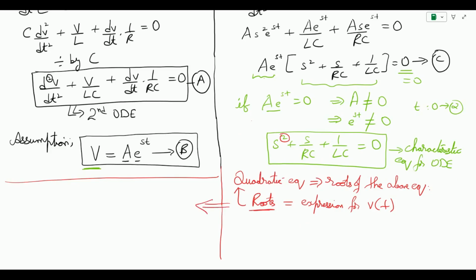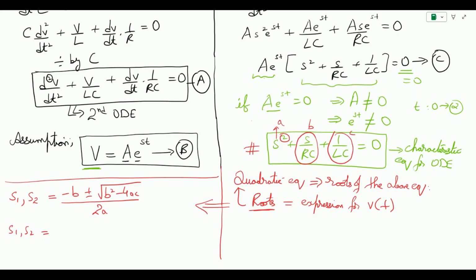In order to find the roots of this equation, we know that the quadratic equation has an exponent of 2, so there are going to be two roots. S1 and S2 are represented by minus b plus minus the square root of b square minus 4ac, divided by 2a, where this is the value of b. So this term will be b, this term will be c, and obviously this becomes a.